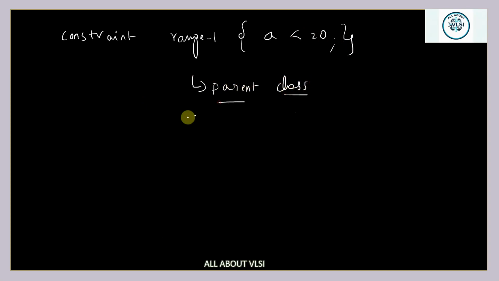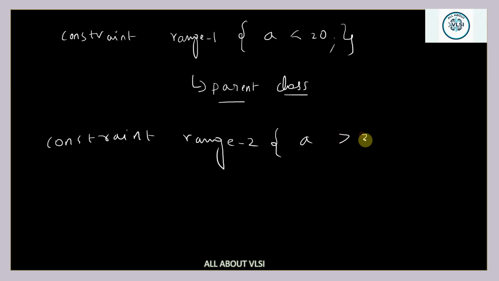And in the child class, what I'm going to do is constraint range_2. And here on the same variable, I'm going to write down the constraint as a greater than 30. Okay, this is what I'm going to do. And this is in my child class.